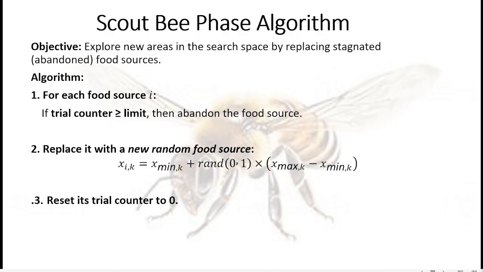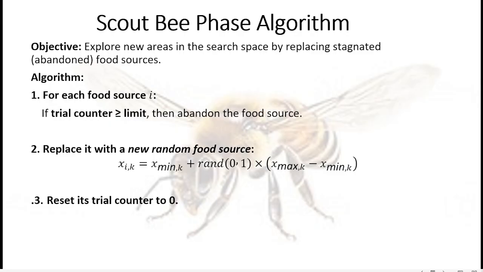Second step, replace with a new random food source. So the expression is given by xj equals xj minimum plus random(0,1) into xj max minus xj minimum. So xj is the jth variable of the new food source. Xj minimum means the minimum value allowed for variable j. Xj max means the maximum value allowed for variable j.